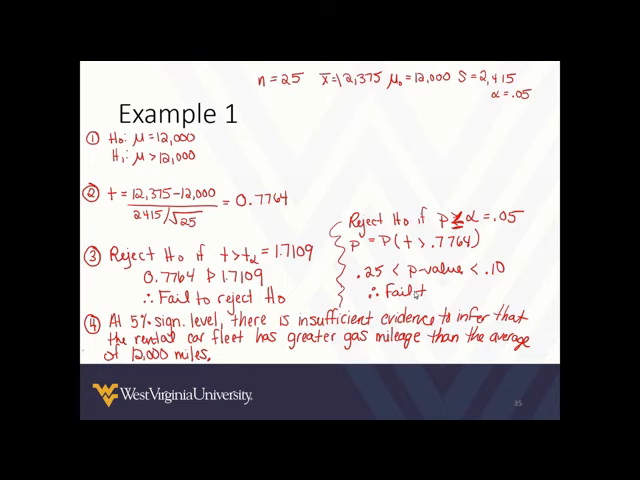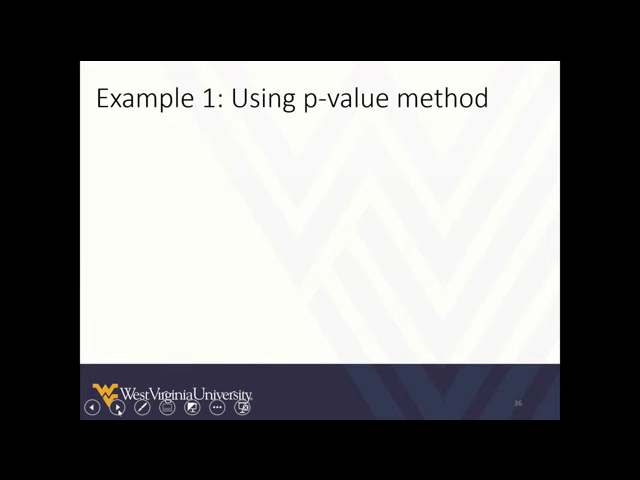But in this case, we would fail to reject our null hypothesis. Sorry about that. Remember, we reject our null hypothesis if p is less than alpha. We can clearly see that our p-value is not less than alpha, so we must fail to reject our null hypothesis. And our conclusion would be the same regardless of the method we use. Okay, so at this point, let's take a look at another example.